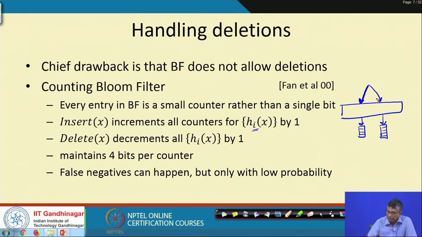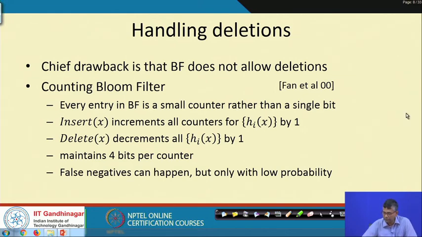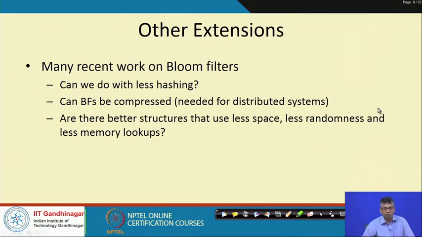And these counters will be small, like 4 bits per counter. It is possible to show, using analysis that is almost similar to that of Bloom filters, a little more complicated, that this is actually fine. Using 4 bits per counter is fine in most cases. False negatives can happen, but with very small probability, and the analysis of false positives is similar to that of Bloom filters. And there are a lot of other very interesting extensions for Bloom filters.